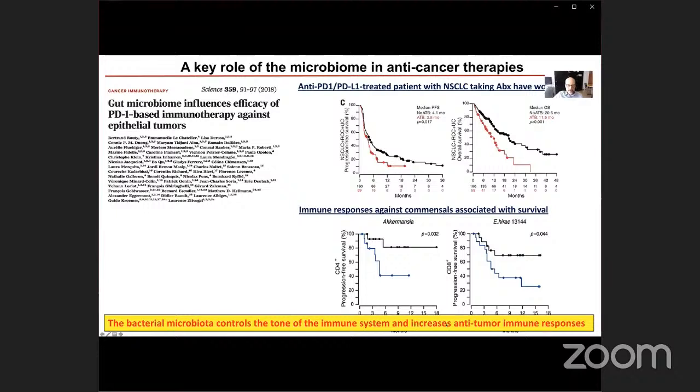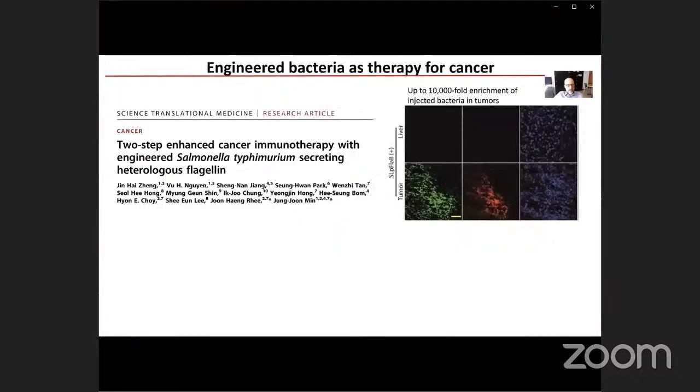and increases anti-tumor responses. Finally, I also want to point out a new area of development, which is engineered bacteria as a therapy for cancer. This is a study here from Science Translational Medicine showing that bacteria can be used as a vehicle for therapy because they are strongly enriched in tumors versus other tissue, the liver here not showing bacteria, where these fluorescent bacteria are strongly seen within the tumors.